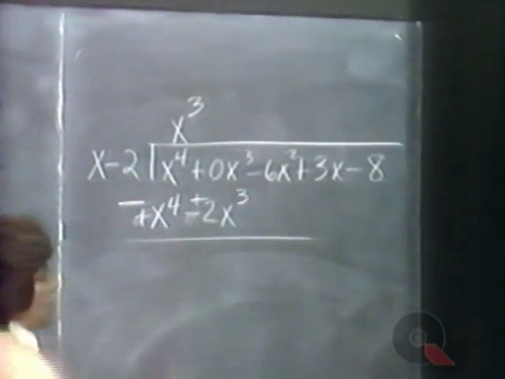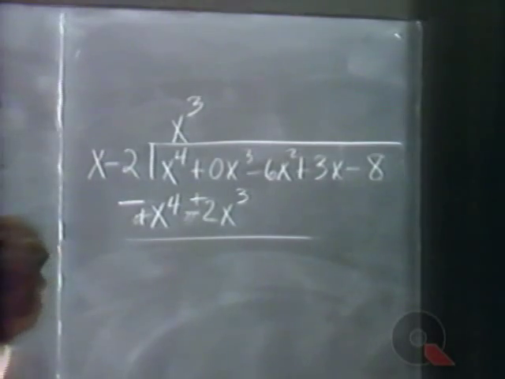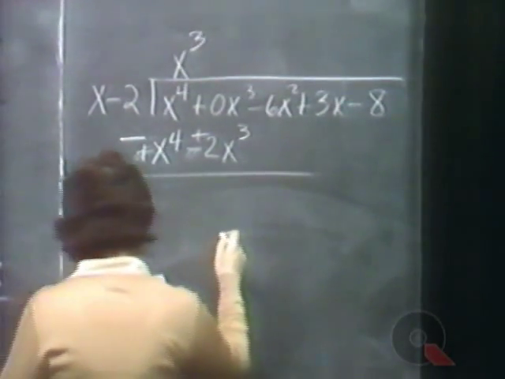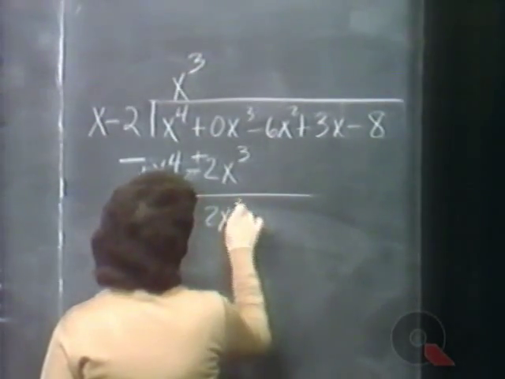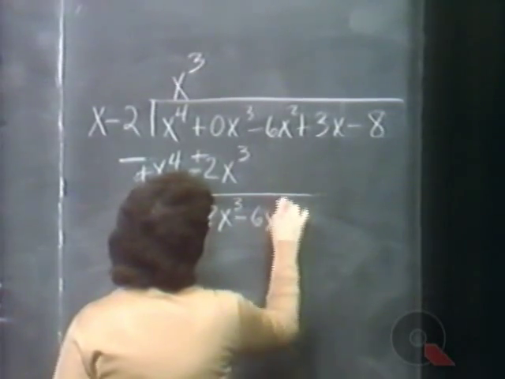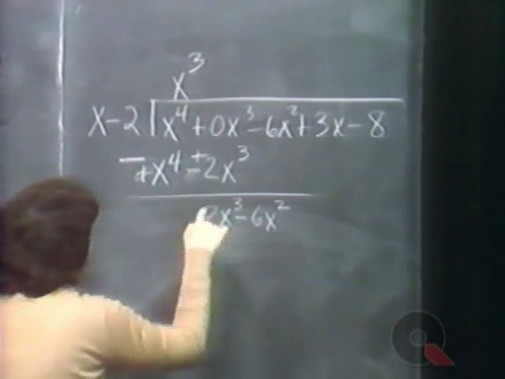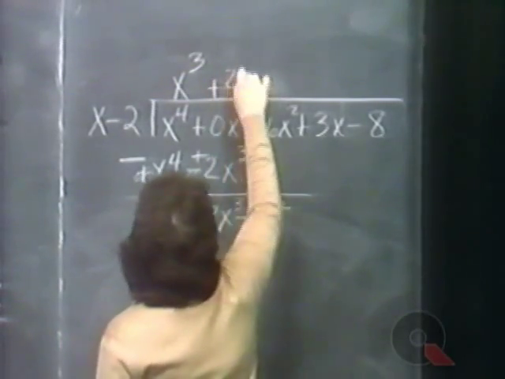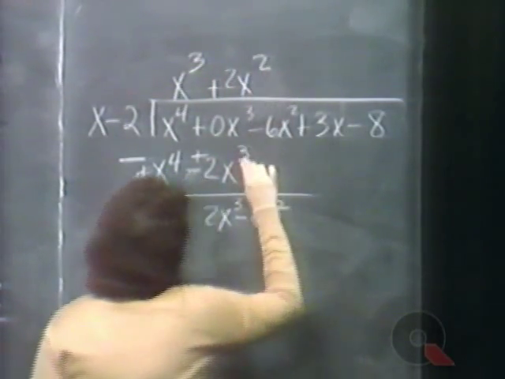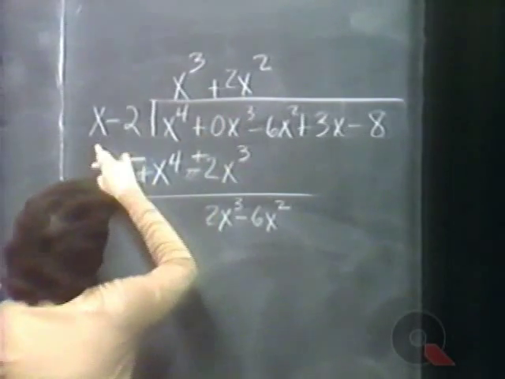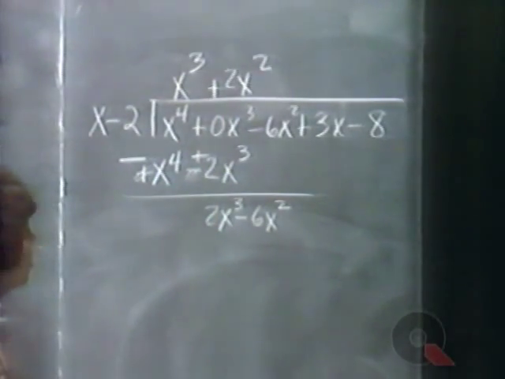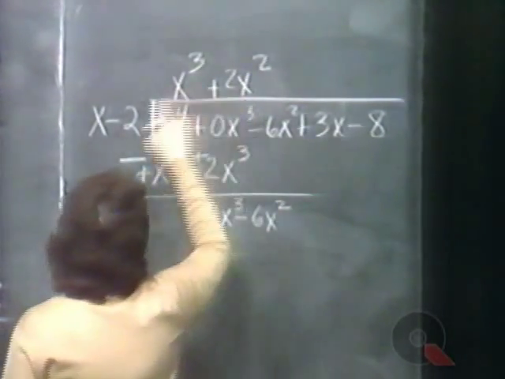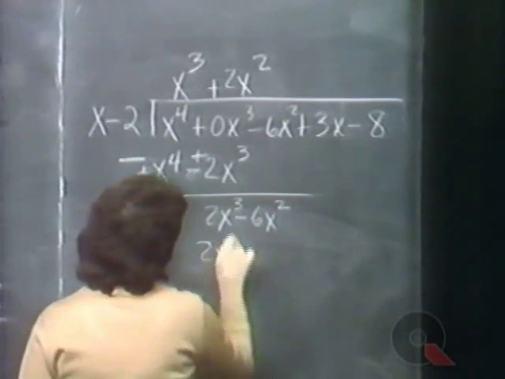The x to the fourth minus x to the fourth, that drops out. The 0x cubed and the 2x cubed gives us 2x cubed, and we bring down the next part, minus 6x squared. How many times does x go into 2x cubed? It goes in 2x squared times. We're asking ourselves, what do we need here so that when we multiply by x, we'll get 2x cubed? We now take the 2x squared times the x to give us 2x cubed.